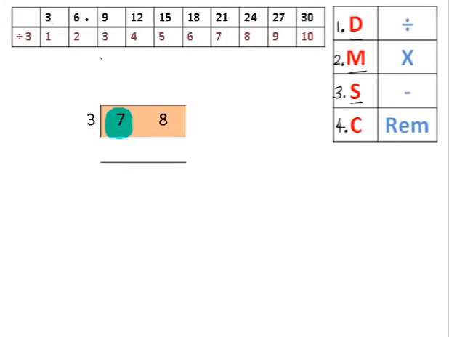3, 6, 9. What do you notice? 7 is not a multiple of 3, and that means it cannot be divided equally by 3. So what are we going to do? We are going to take the number that's closest to the 7 but also smaller than 7, which is a 6, and we're going to say 6 divided by 3. 6 divided by 3 is equal to 2.